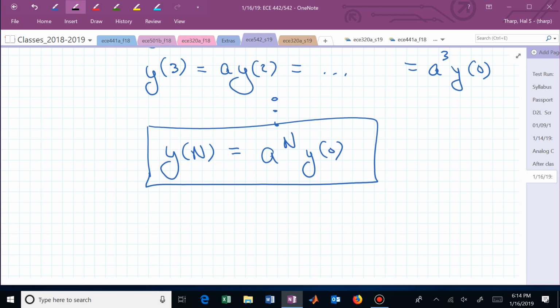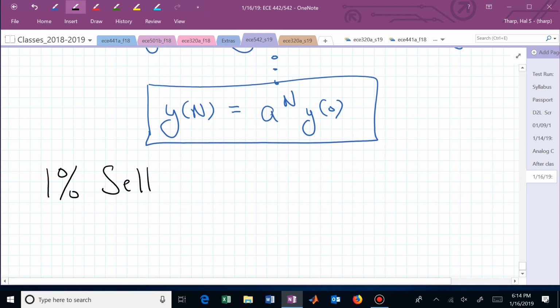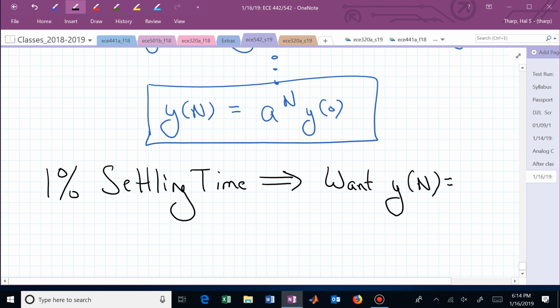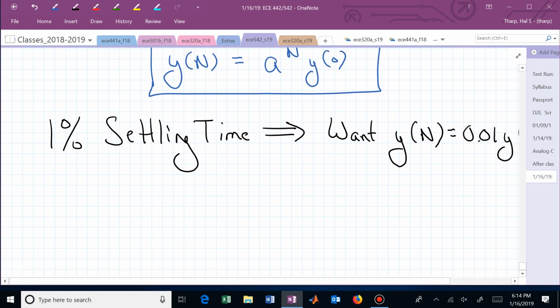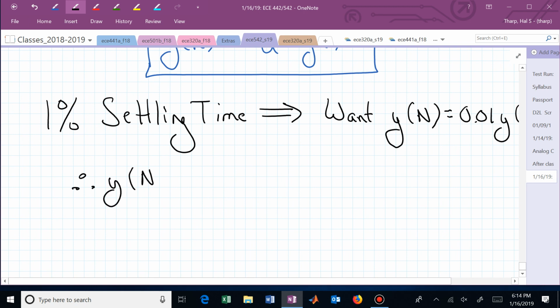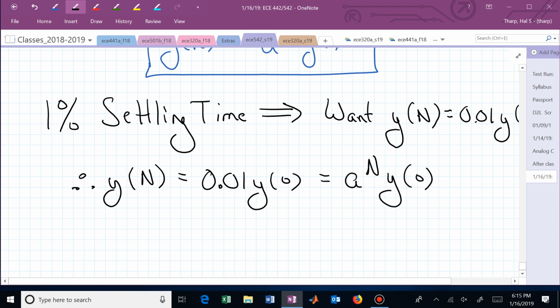We now want to use this information, this insight, this solution basically to try to figure out what is our 1% settling time. That's what we're trying to capture. If we want a 1% settling time, what do we want y of n to equal? 1% of where we started. So this is now 0.01 y of 0 or less. So now we can use our relationship that we just derived. Y of capital N, we know we want that to be 0.01 y of 0, but we know that that's also a to the n y of 0.